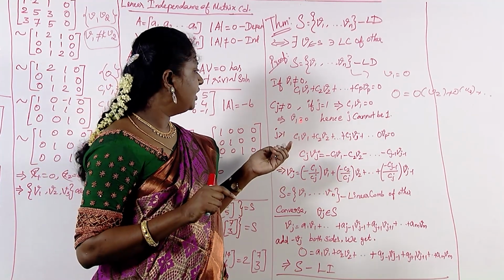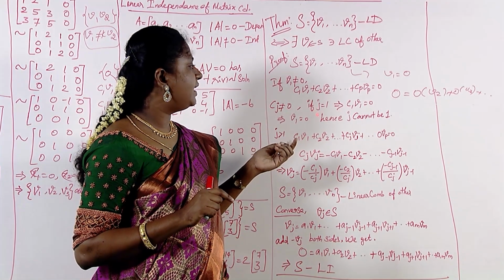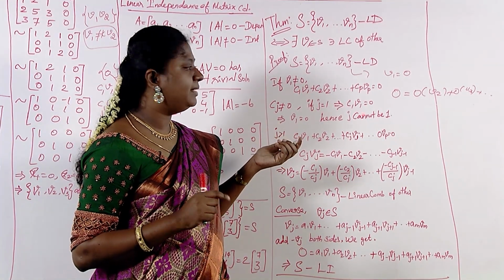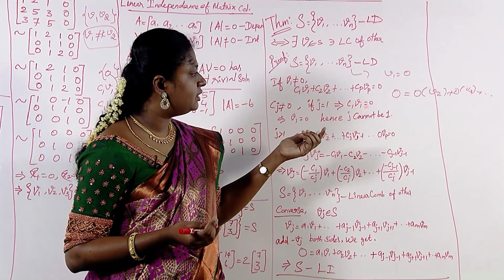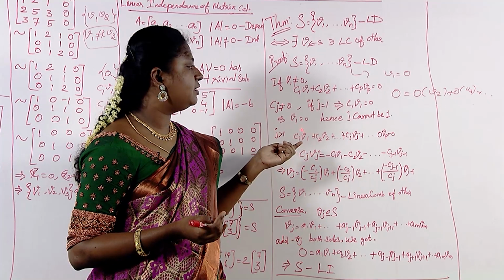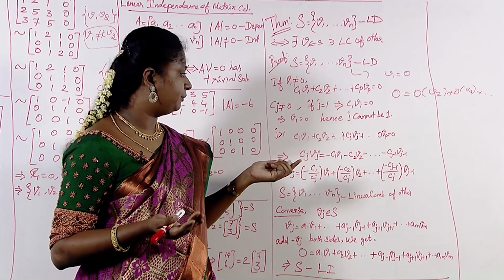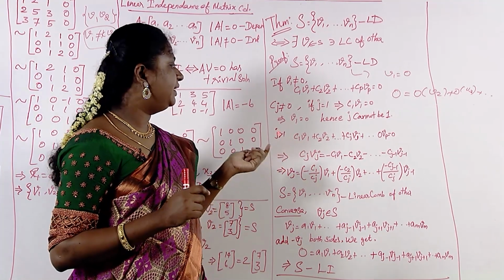What happens if j is equal to 1? If j is equal to 1, then C1 V1 will become 0, right? Why is it so? Because C1 is 0, therefore C1 V1 is equal to 0. Which means V1 is equal to 0, hence j cannot be equal to 1. Therefore, j should be greater than 1.